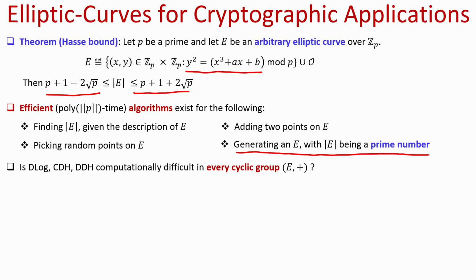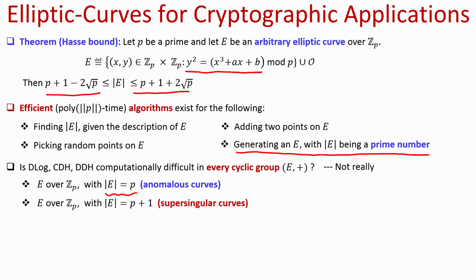So, the next question that we would like to answer is: is the D-log, CDH and DDH problem computationally difficult to solve in every elliptic curve based cyclic group? The answer is not really. There are certain curves which we should completely avoid for instantiating cryptographic primitives. We cannot take the curves defined over ZP where the number of points on the curve is exactly P, because there are well known algorithms for solving the D-log problem in those groups. Such curves are called anomalous curves.